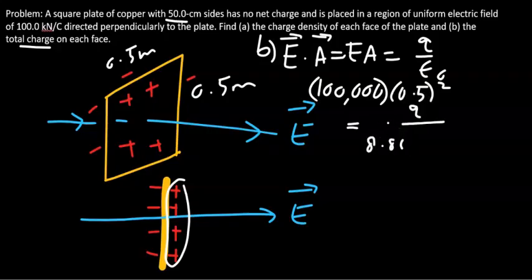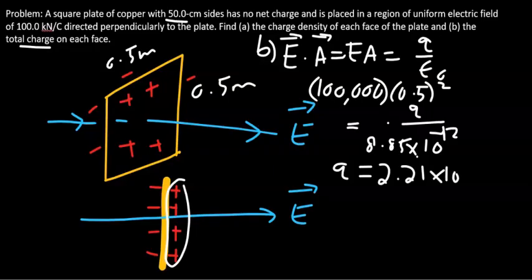Epsilon naught is 8.85 times 10 to the power minus 12. And you can determine the charge on the right-hand side. And that's going to give you 2.21 times 10 to the power minus 7 coulomb. We note this is a positive charge. Now let's do the other side where you have the negative charge.